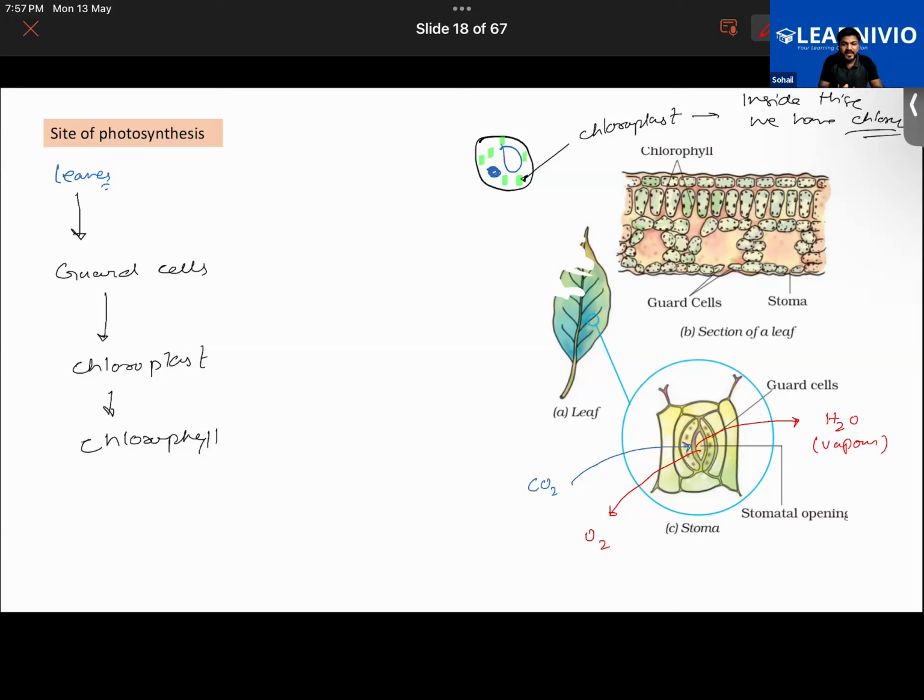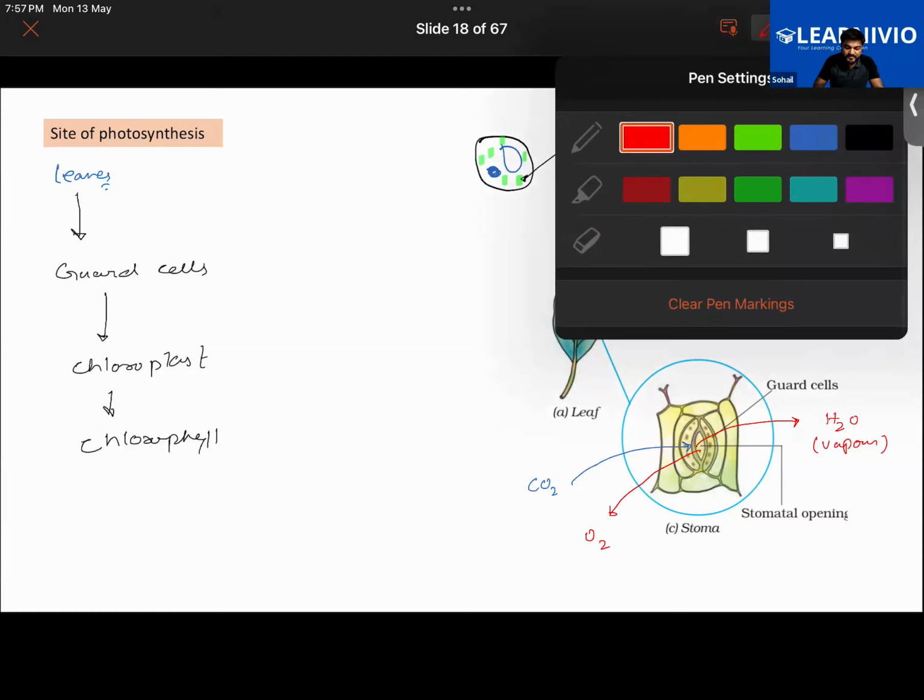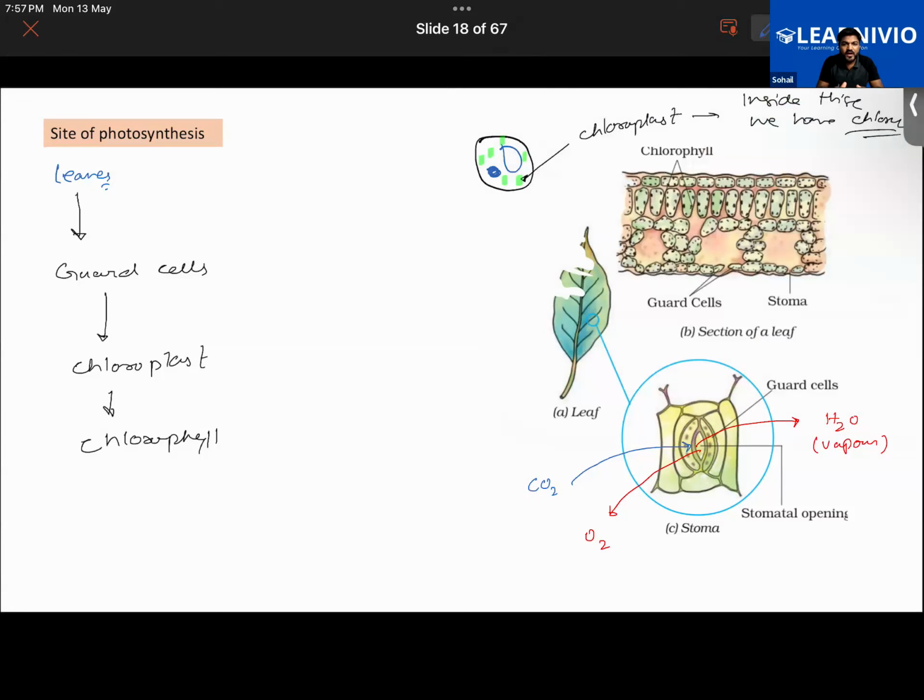Now it is not like it will remain open every time. It keeps on opening and closing, and this opening and closing is done with the help of guard cells. So what happens? See, when water fills into the guard cells, now see, this is your guard cell, okay?